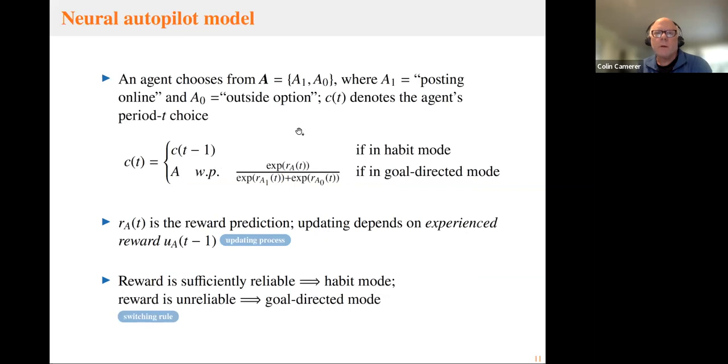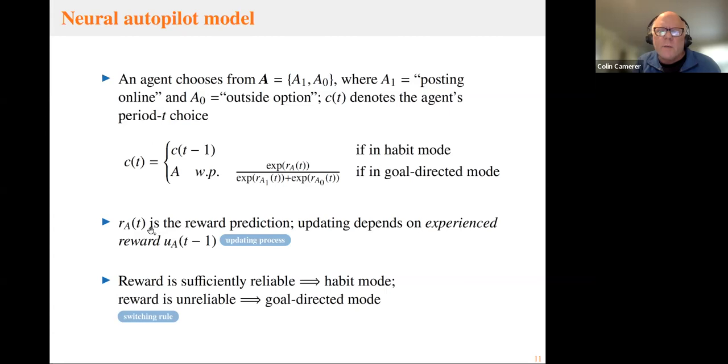Okay, so here's the guts of the model. We're going to model the agents as choosing between posting or not posting, and not posting is the outside option, like doing something else. If they're in habit mode, they just repeat the choice. If they posted yesterday and they're in habit mode, they post again. Otherwise, in goal-directed mode, they use some noisy softmax utility maximization. We want hardcore standard utility maximization to be the model of goal-directed behavior. And that also means that empirically, we can turn off the habit mode parametrically. We just set this phi number to be 0, and you can see what a full rational model looks like.